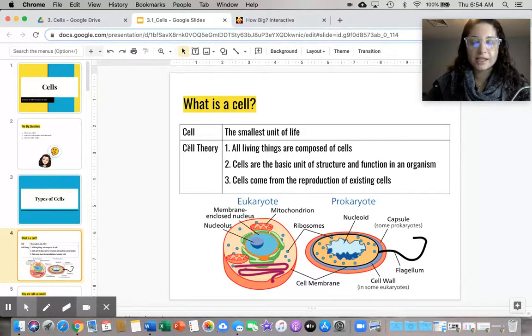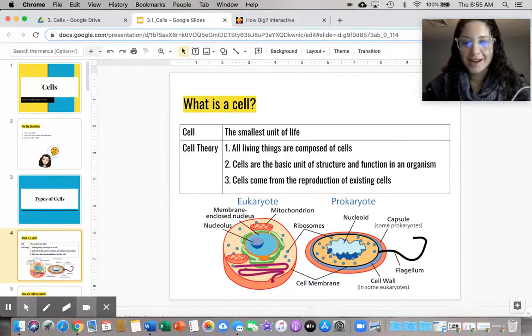So that brings us into this idea of cell theory. Number one says that all living things are composed of cells, which I just explained to you. Because they are the basic or smallest unit of life, that means that all living things are made out of at least one cell, if not many more. Number two in the cell theory is that cells are the basic unit of structure and function in an organism. And I touched on this as well.